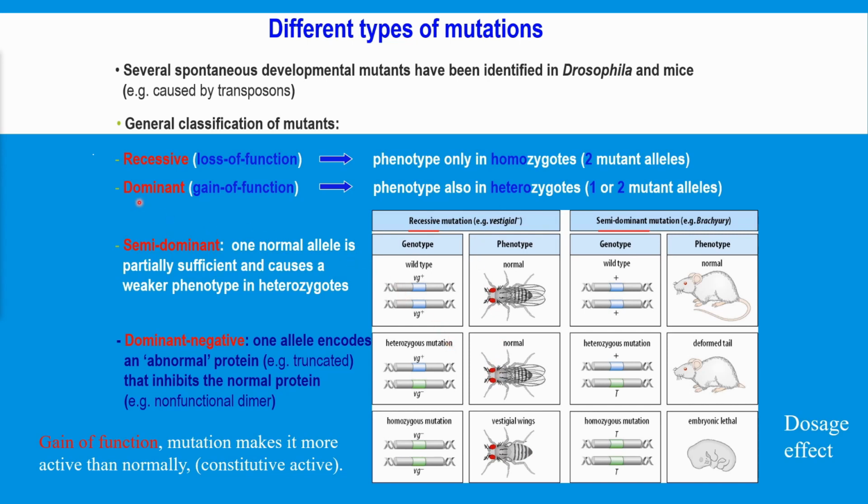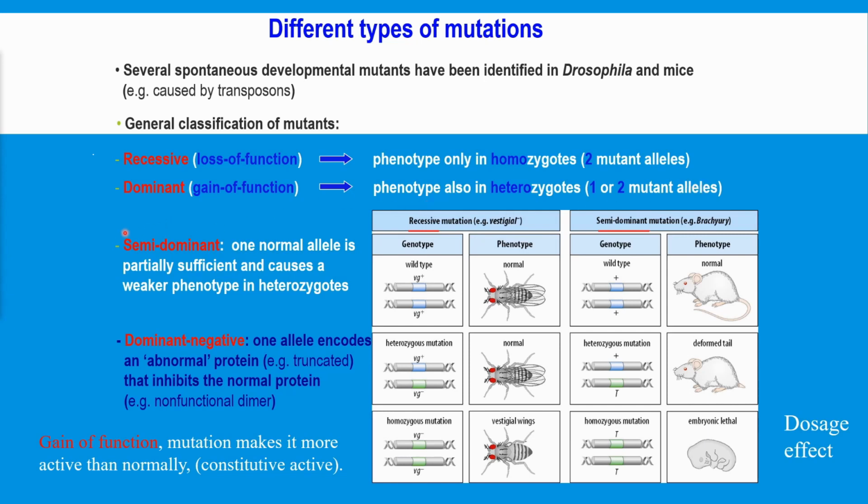We can have dominant mutations. It can be gain of function, so mutations that make the protein more active than normal, or constitutively active when it shouldn't be. And these phenotypes can also be visible in heterozygotes. So just having one copy of this extra active protein in the end gives rise to a phenotype. But you could also have two copies, two mutant alleles, and it either gives you a worse phenotype or it could even kill the animal, be lethal.